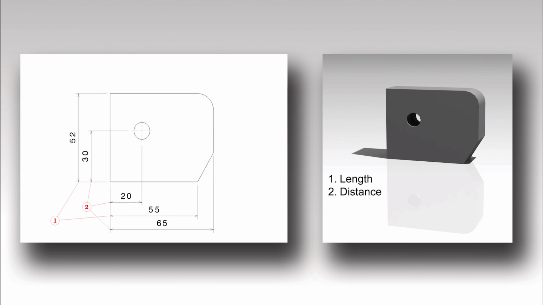You will encounter the following dimension types: a length, for example, the length of a line; a distance between two items such as lines, arcs, or other contours; a diameter, denoting the size of a hole or a cylindrical object; a radius, in the case where the dimensional item is not a full circle; an angle between two lines.